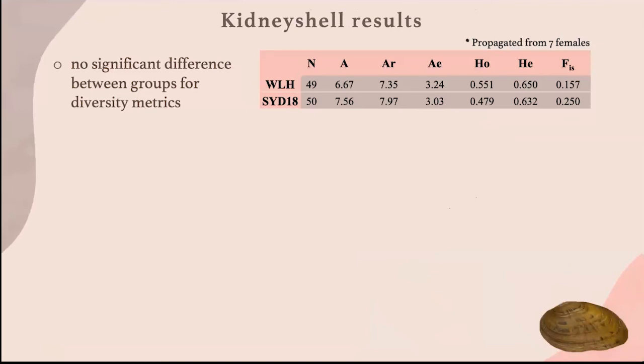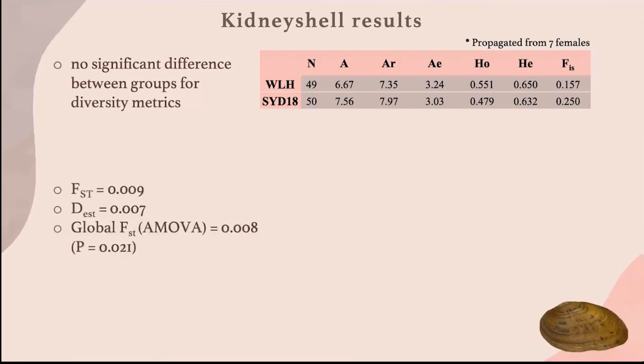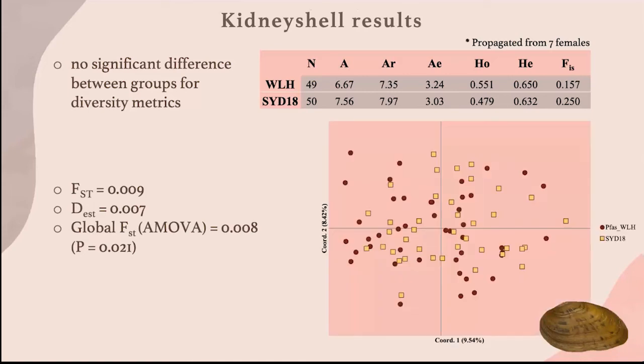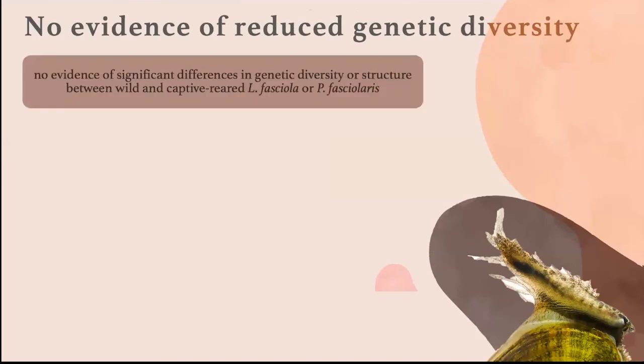And again, we did Kruskal-Wallis test to test for significant differences between the groups for all genetic diversity metrics. And again, we did not find any evidence of that. For the pairwise FST and DEST, we had very, very small numbers close to zero, indicating that these are the same genetic populations. And then PCoA reveals that same pattern, complete overlap between the wild in yellow and the propagated juveniles in maroon. So overall, we see no evidence of significant differences between the genetic diversity or structure of wild and captive-reared individuals in either species.